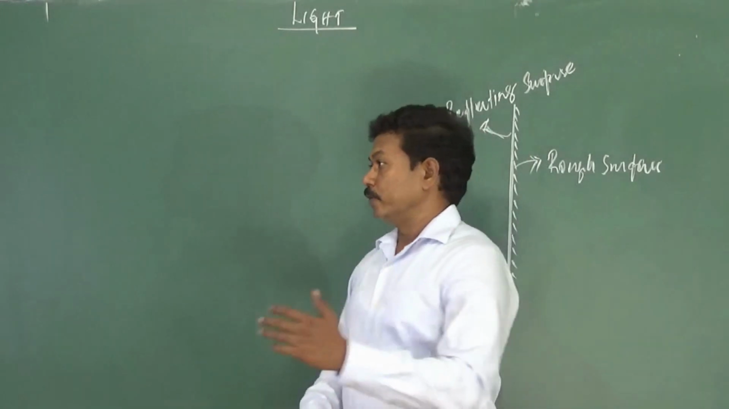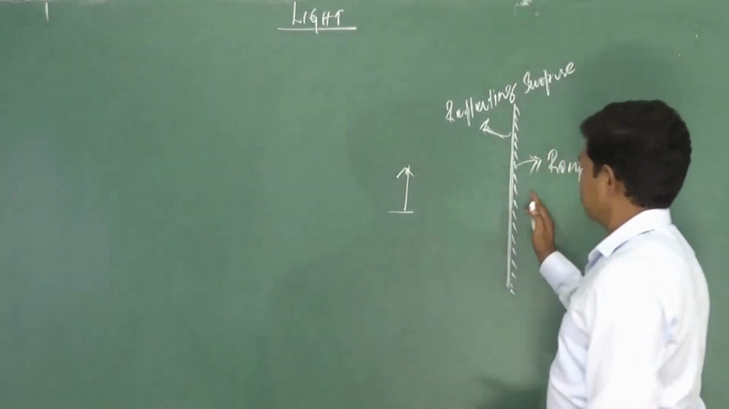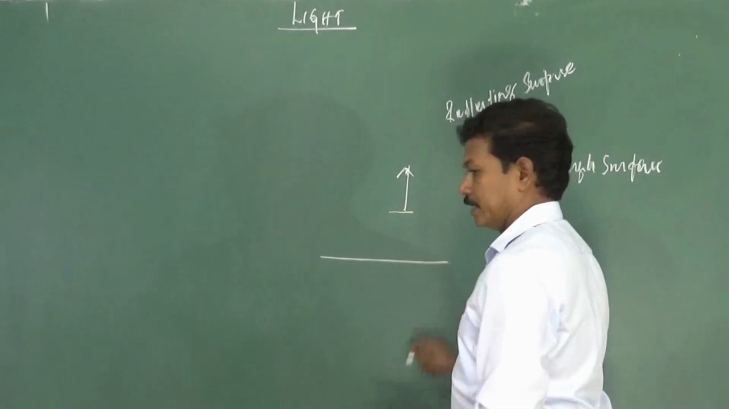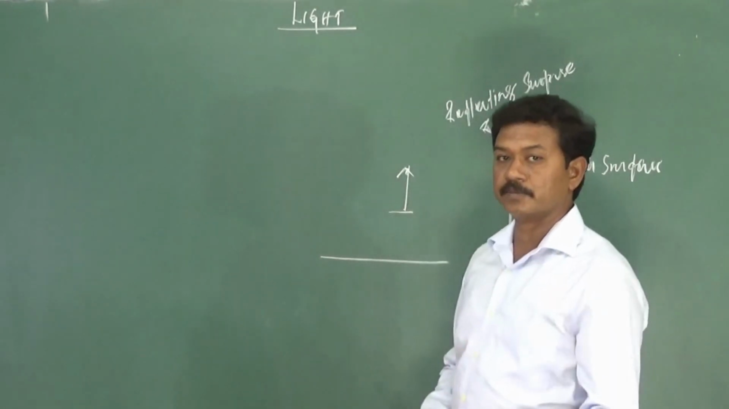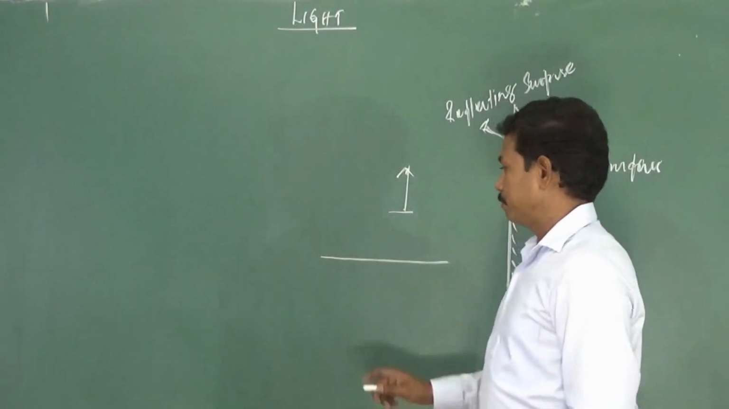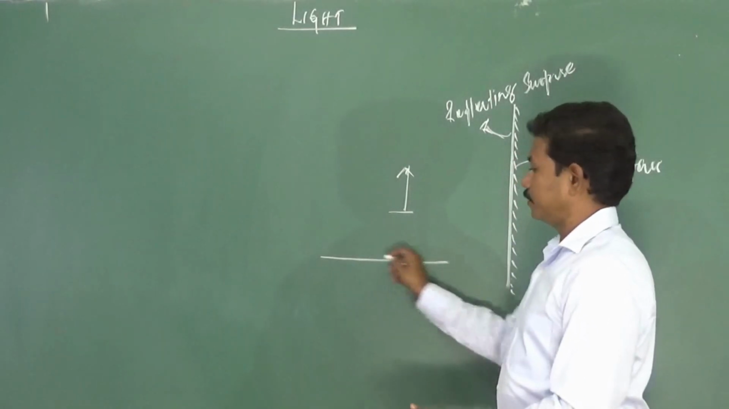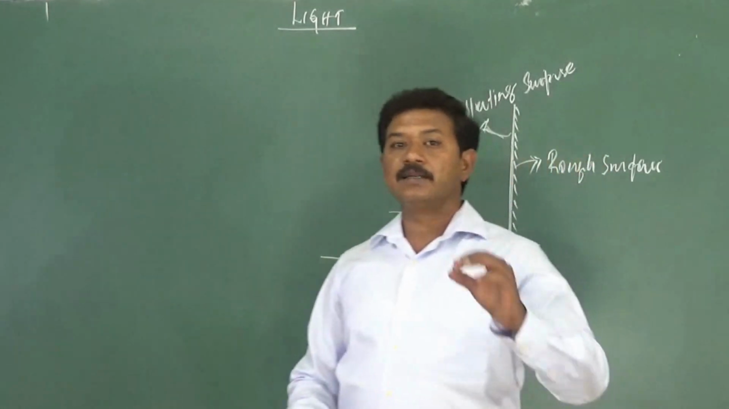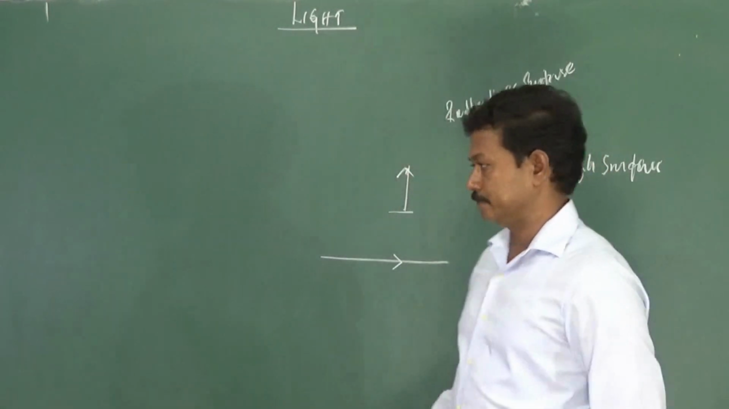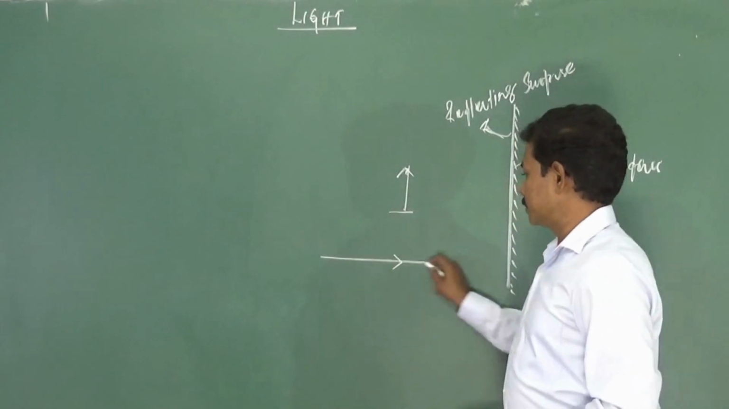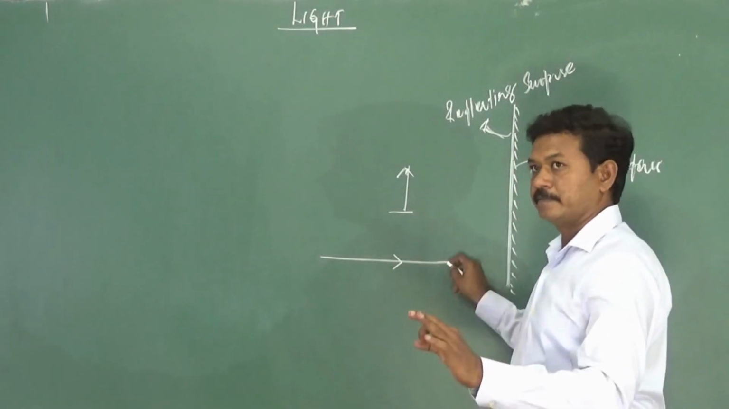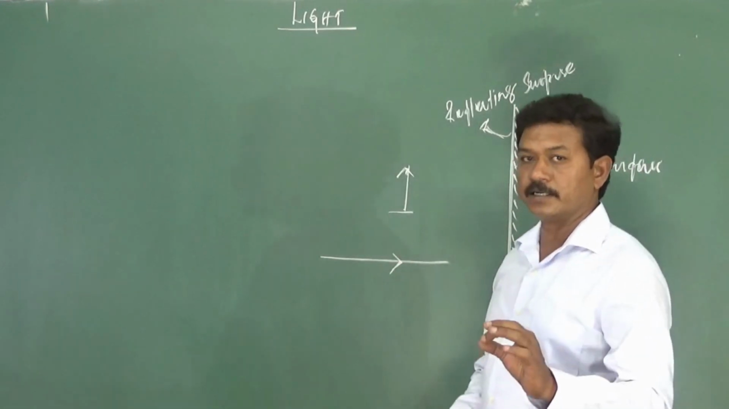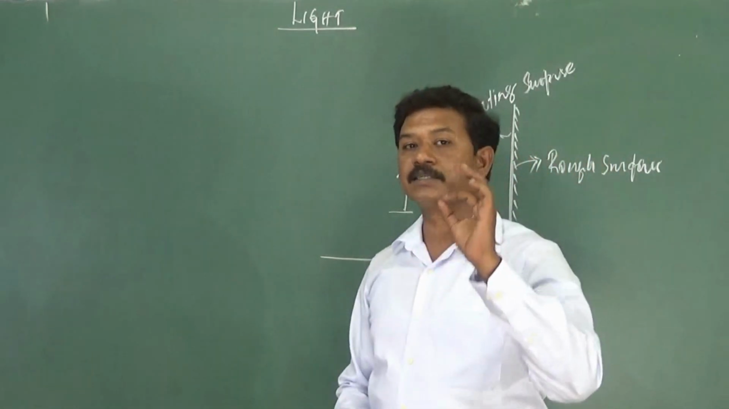So while drawing ray diagrams connected to the mirrors, we use straight lines because light travels in a straight line. The ray of light is also represented by a straight line, but we put an arrow mark wherever you want. This arrow mark indicates in which particular direction the light rays are traveling.